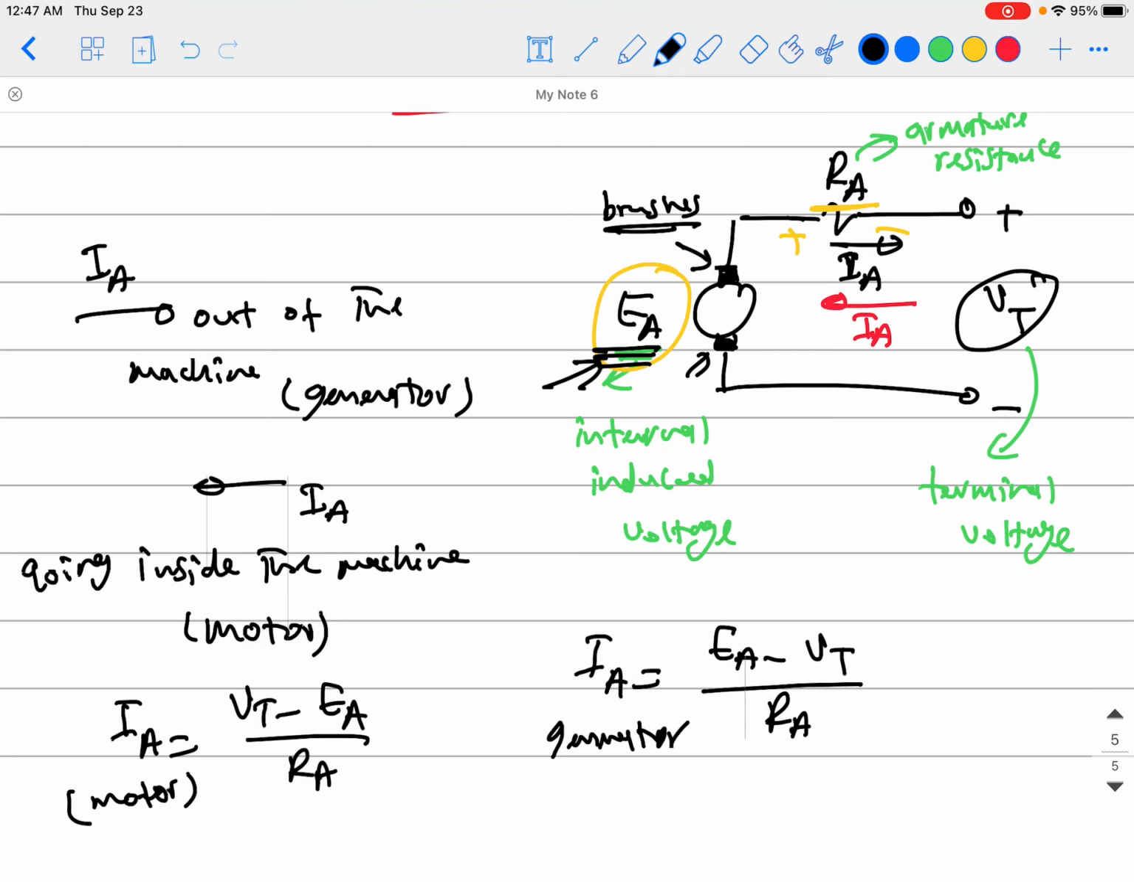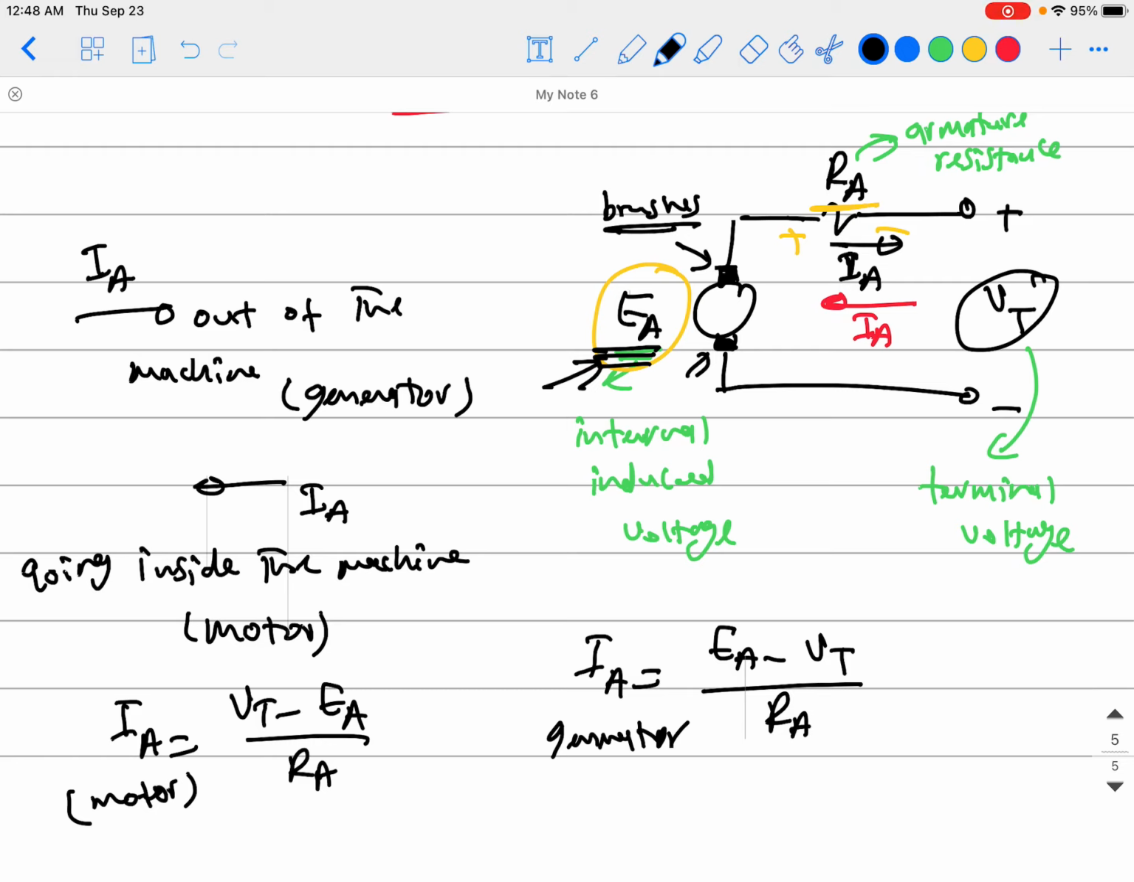Okay guys, because if you're talking about a generator, that means the internal voltage is higher than the terminal voltage, because the voltage inside the machine must be big enough to push the current out of the machine, since in a generator the current goes out of the machine. If it is a motor, the terminal voltage will be higher than the internal voltage, because the current moves from the supply into the machine. We'll talk about this again, don't worry.